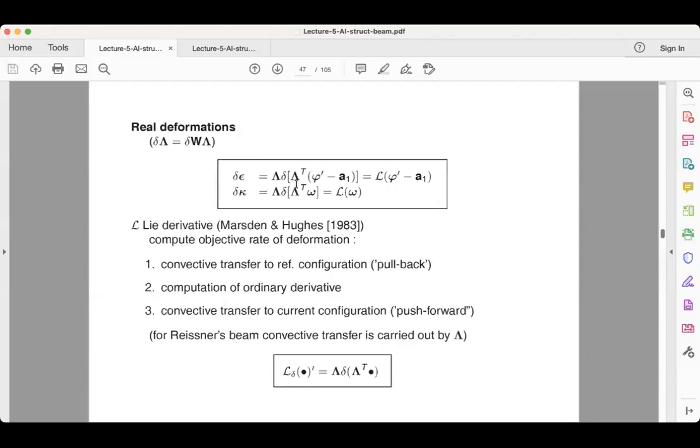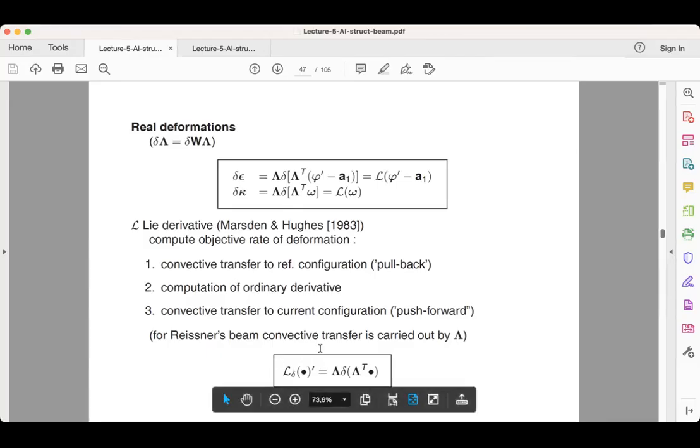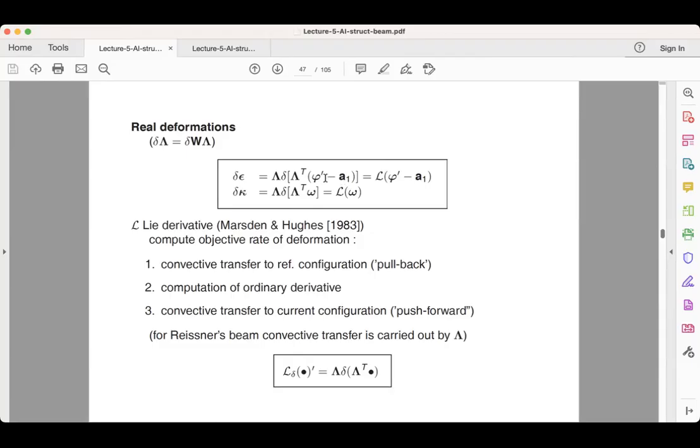Lie derivative is, all these strains are in the cross section. So the cross section rotating back to the initial configuration is through lambda inverse or lambda transpose. That's lambda inverse. Then I take the variation, then I push it forward by lambda. And that's precisely what is being done with this type of translation. These objects are in the deformed configuration. This is your unit vector in the deformed configuration, and this is your position vector of the neutral axis in the deformed configuration.